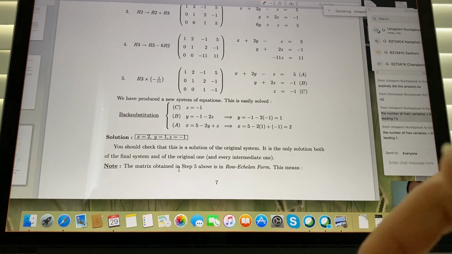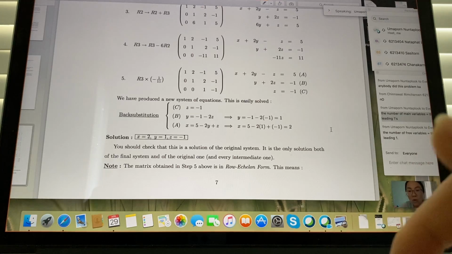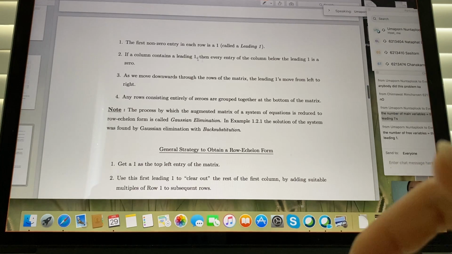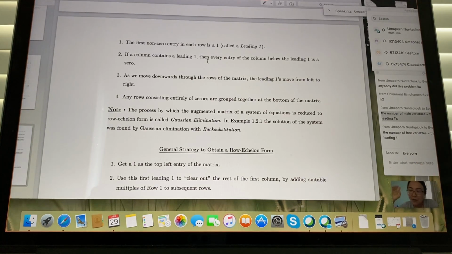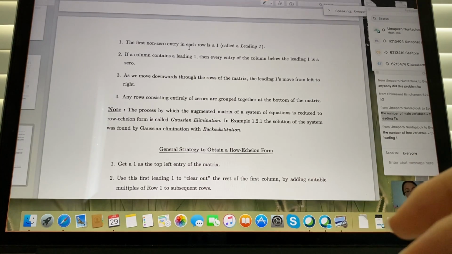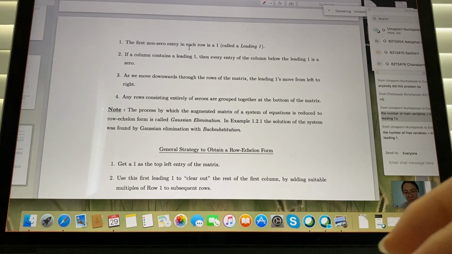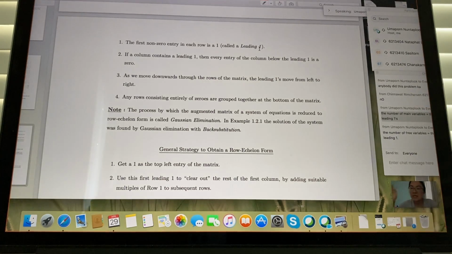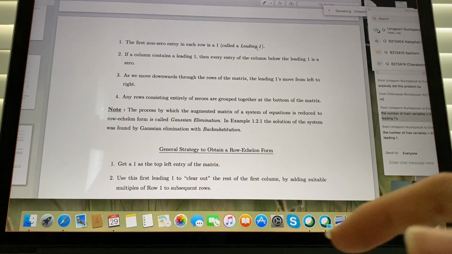And note here, the matrix obtained in step 5, like this, is called row echelon form. Let's see how we explain the row echelon form. First of all, the first non-zero entry in each row, the first number, has to be 1, and that one is called the leading one. Sometimes in other documents they use the word pivot, P-I-V-O-T. Pivot and leading one are exactly the same thing. It depends on the document.